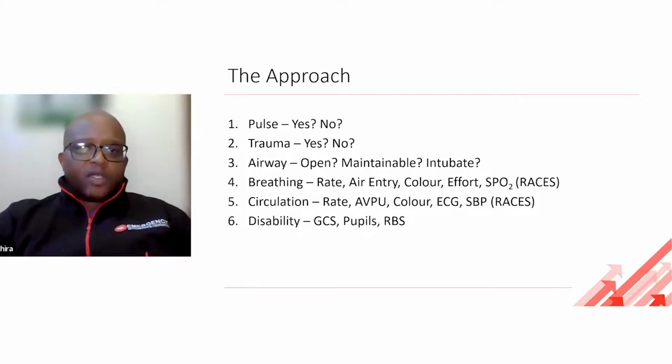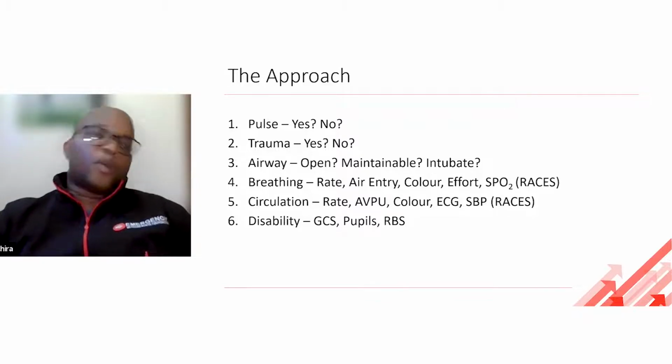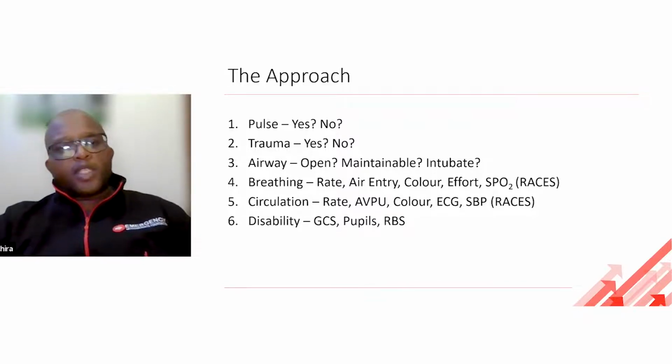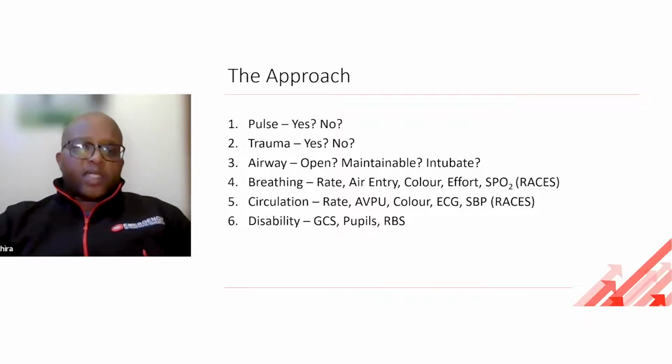The next part is you need to know whether there was trauma involved, yes or no. The important part behind this is knowing whether or not to do C-spine protection. But also, in a trauma patient, your scope of what could potentially be causing your patient to crash expands significantly, and so you need to consider other factors that come with trauma.